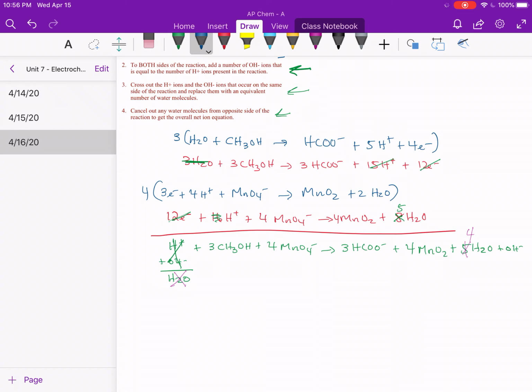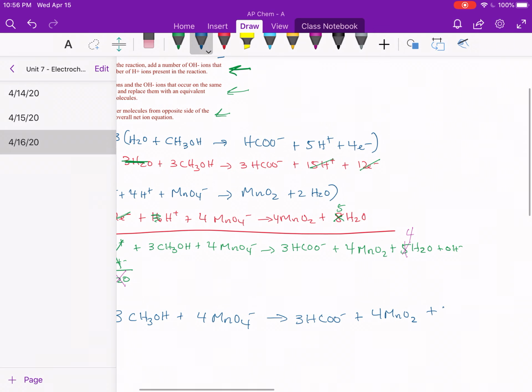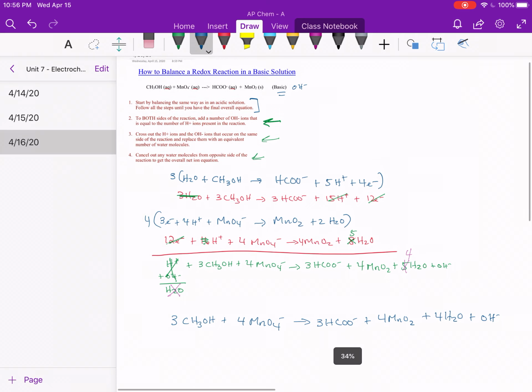And so now I'm going to have 3 CH3OH plus 4 MnO4 minus going to 3 HCOO minus plus 4 MnO2 plus 4 H2O plus my OH minus that I added there at the end.